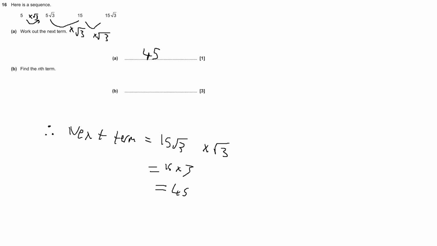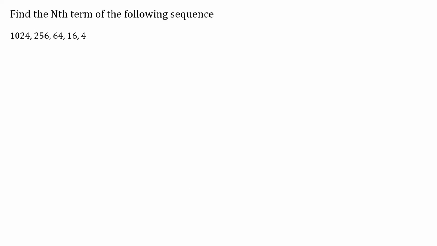And by extension, because we found the common ratio, and we know what the first number is, the nth term is simply going to be 5 times root 3 to the power of n minus 1. This even works in reverse as well.